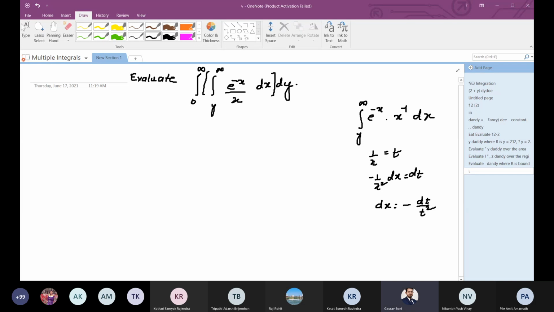So if you have x equal to infinity, you'll get 0. If x equal to y, then you will have 1 by y. So 1 by y to 0, e to the power minus 1 by t. So this becomes dt by minus t square into t. Again, this has got complicated. So my point is that the original integration cannot be solved easily.